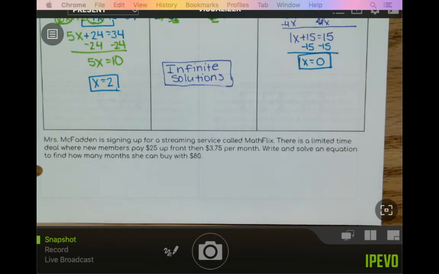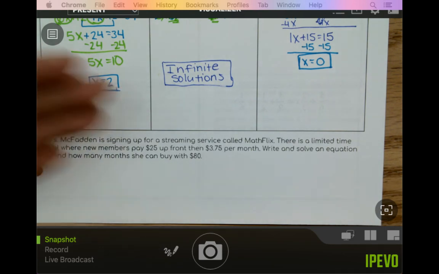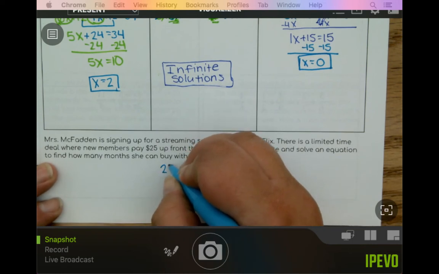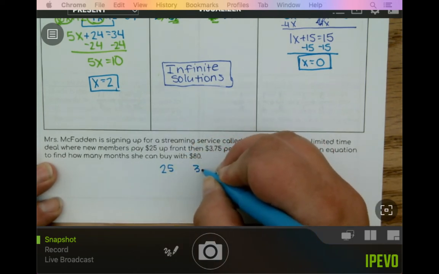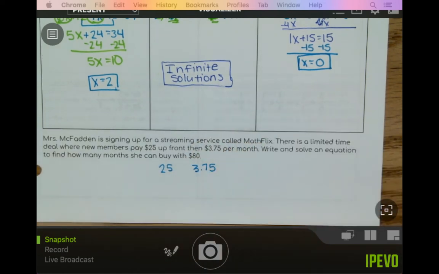When you read something like this, translate it directly into math. Keep the 25, keep the 3.75, and figure out which one is variable. Which one isn't just a set number. The 25 is a set number. They're going to charge me at once. I'm never going to see it again. It just happened that one time. It was 25 and now it's done.